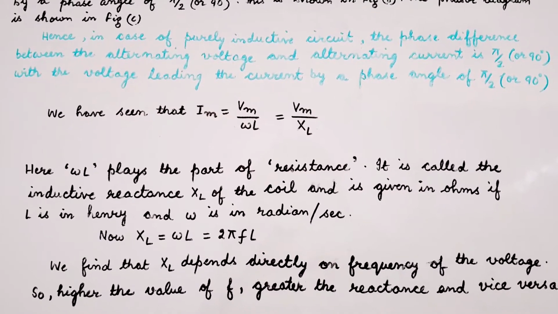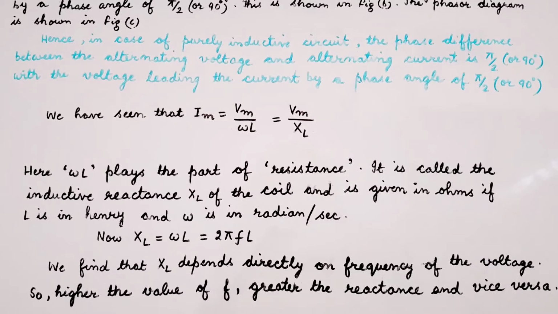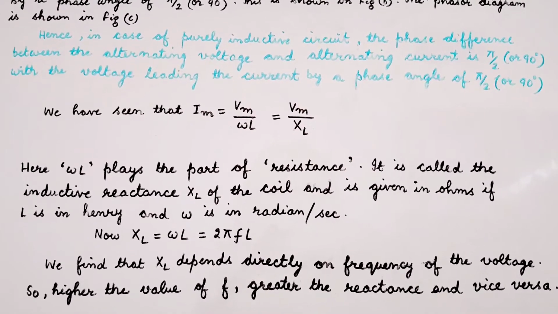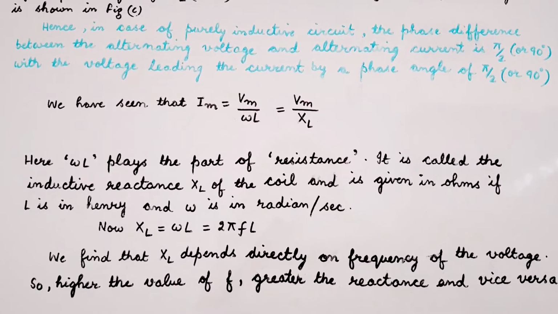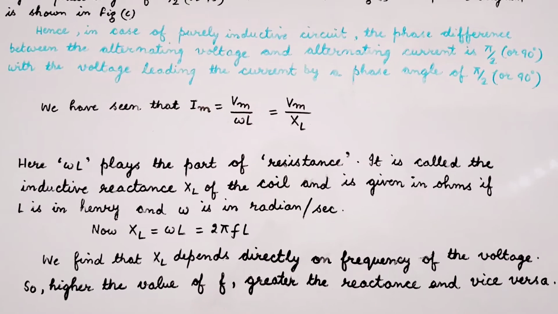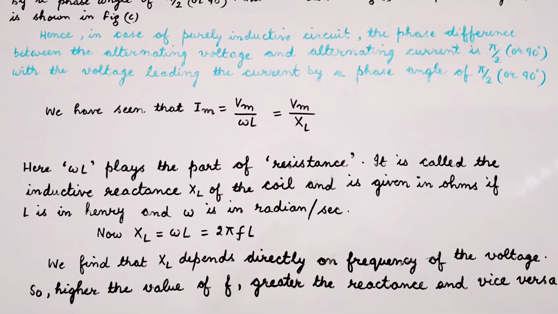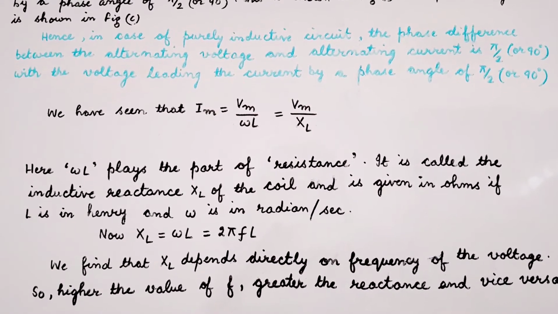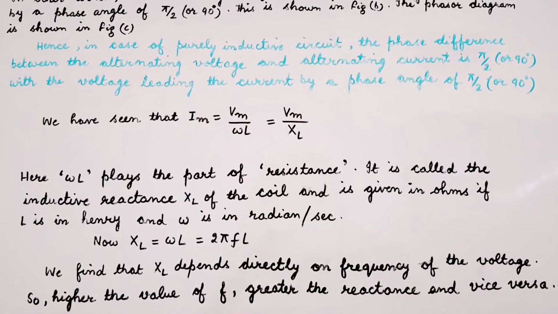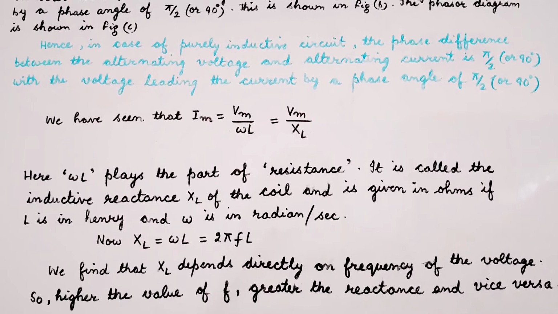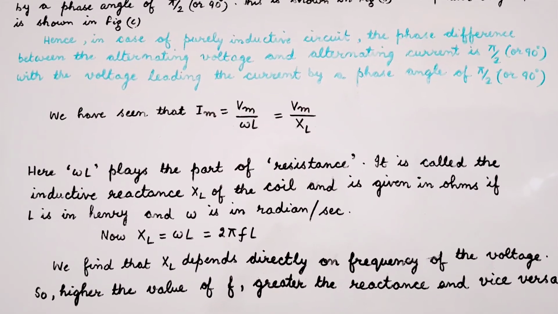So we found in this lecture that in case of a purely inductive circuit, if alternating voltage is supplied to the pure inductor, then the alternating current lags behind the voltage by a phase angle of 90 degrees, or in other words, in case of a pure inductor, the alternating voltage leads the current by a phase angle of 90 degrees.